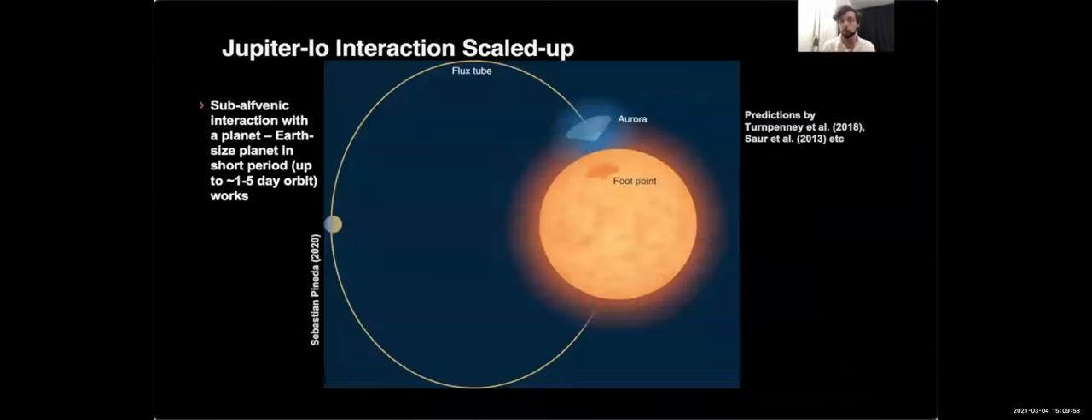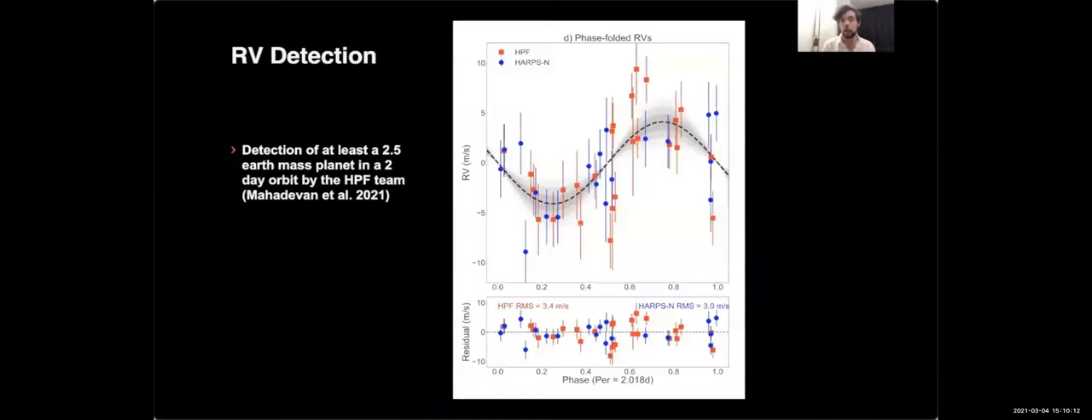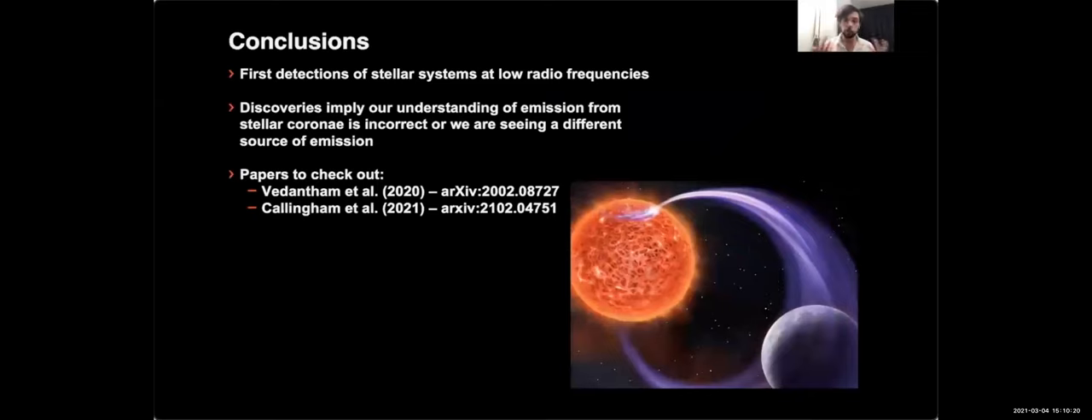After modeling the radio emission, we found the best model that could fit is a scaled-up Jupiter-Io system, where we replace Jupiter with the star and Io with a potential putative exoplanet of about an Earth size in a 1 to 5 day orbit. Interestingly, the Habitable Planet Finding team recently detected an RV signal from this star of a roughly Earth-sized planet in a 2 day orbit. And so to conclude, we think we're seeing the first detections of star-planet interactions at low frequencies.